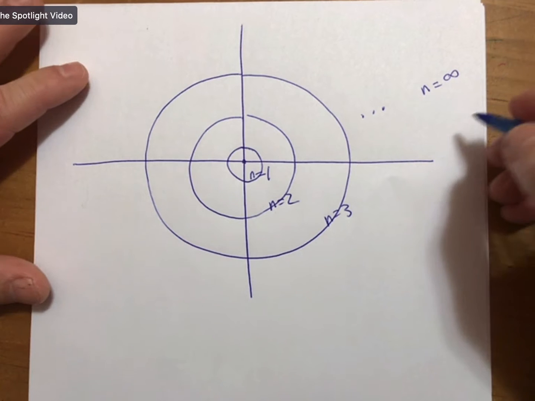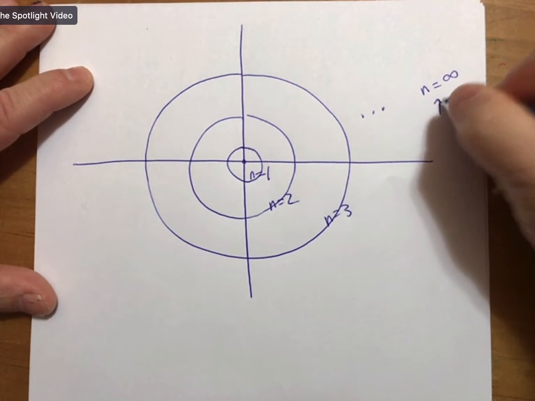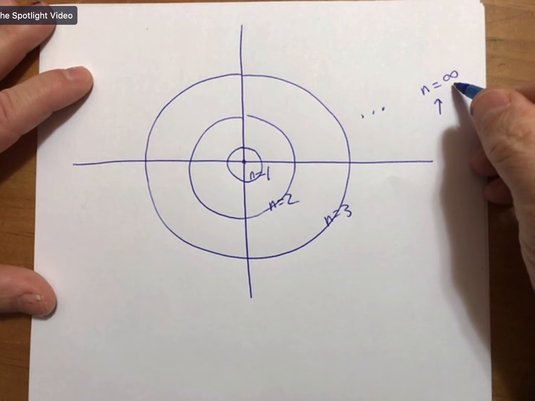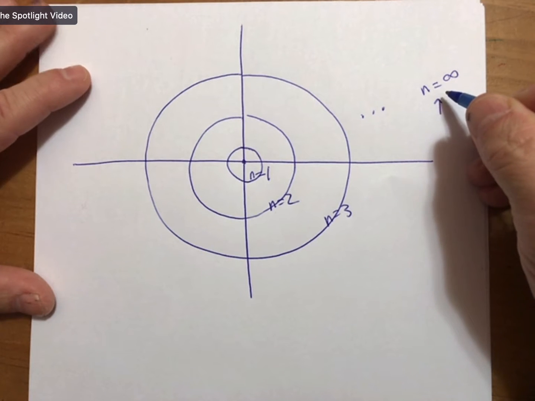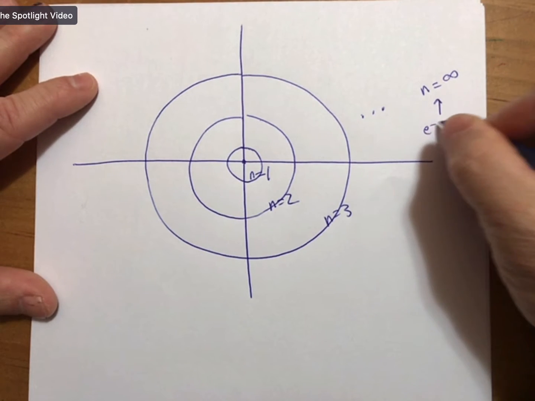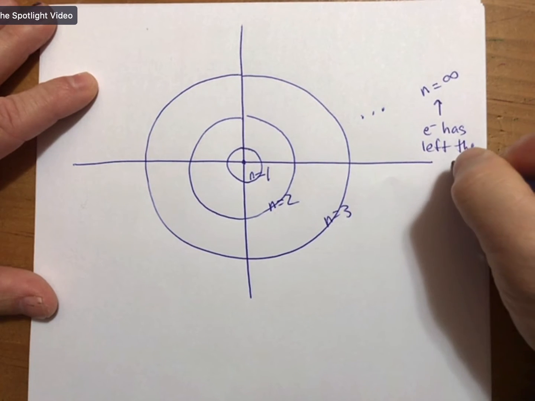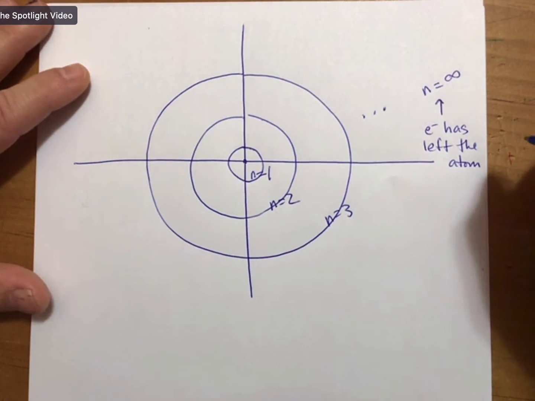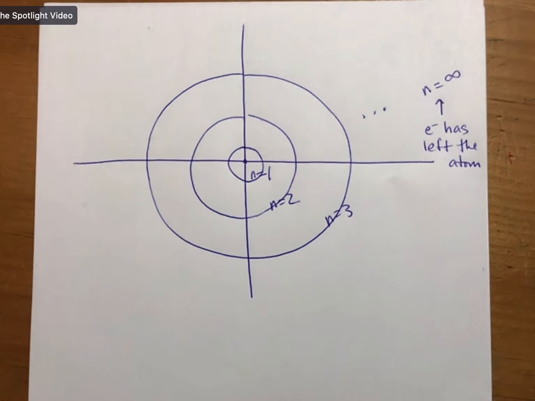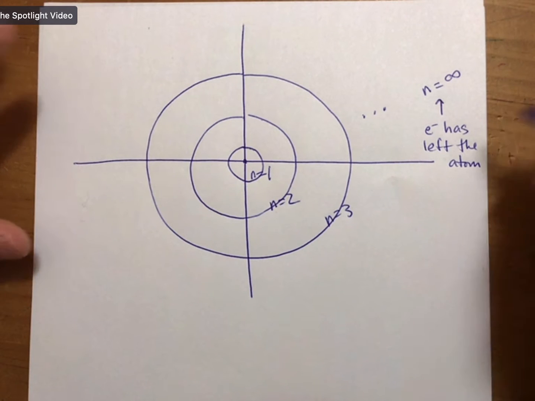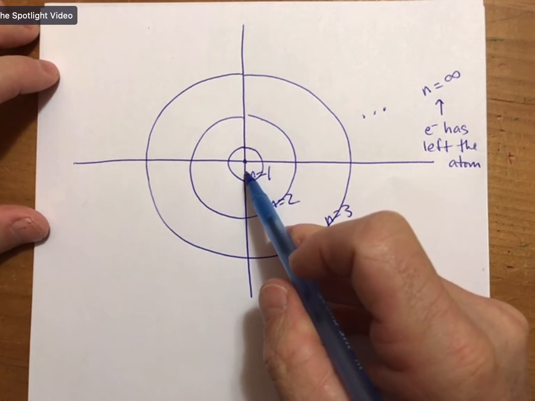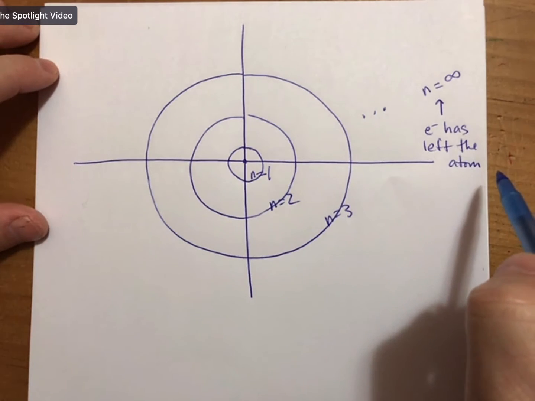And the thing about n equals infinity is that it's the state where the electron has left the atom. We typically don't say where that electron goes. All we know is that as far as the atom we're talking about is concerned, the electron has left.